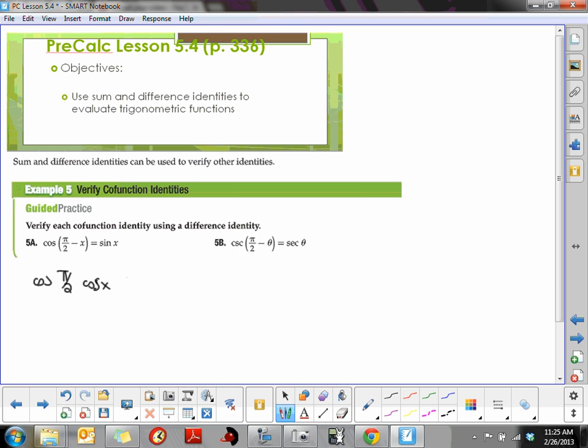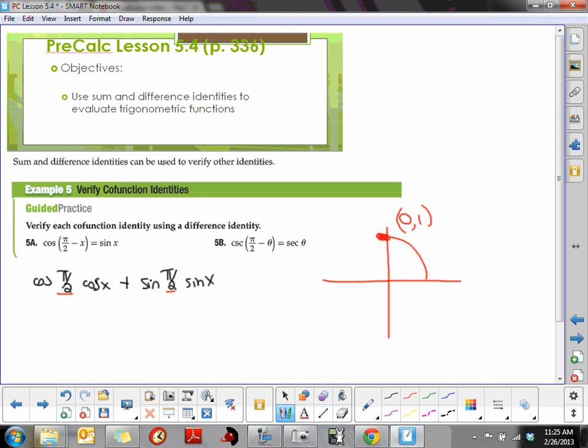And then you have to add to it the sine of the first angle, pi halves, times the sine of the second angle, which is x. The nice thing about pi halves is that angle is up here at a 90-degree angle, or it's a quadrantal axis angle, which means the ordered pair is (0, 1).